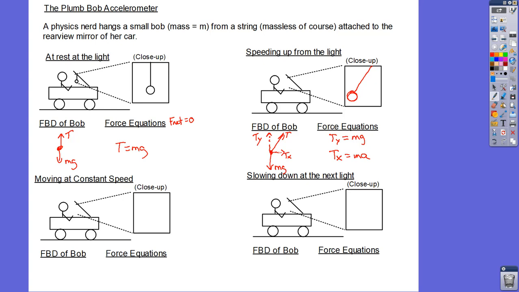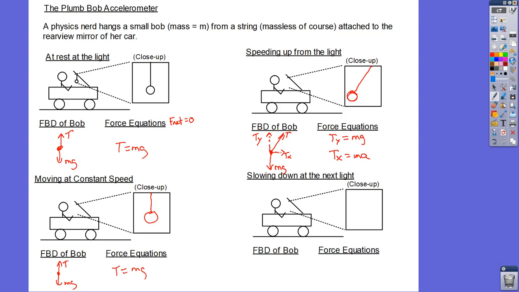For the constant speed one, hopefully you think about how this would hang. It would hang straight down if you're moving at a constant speed. Okay, so we know that the first law applies to constant speed as well. F net has to equal 0. So we've got T equals mg.